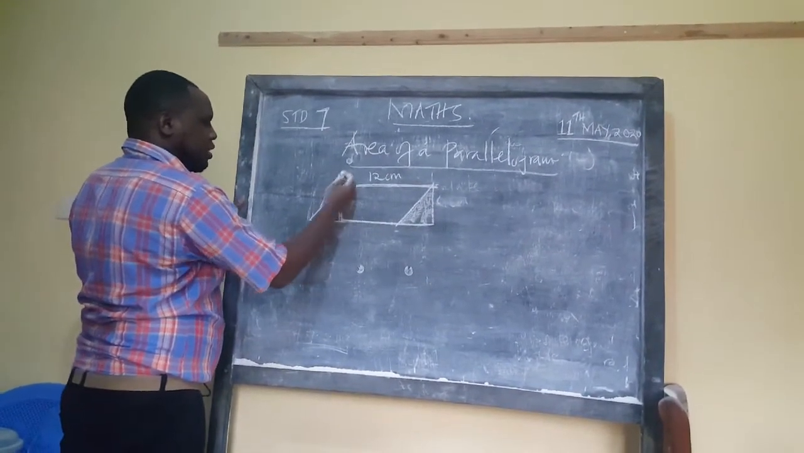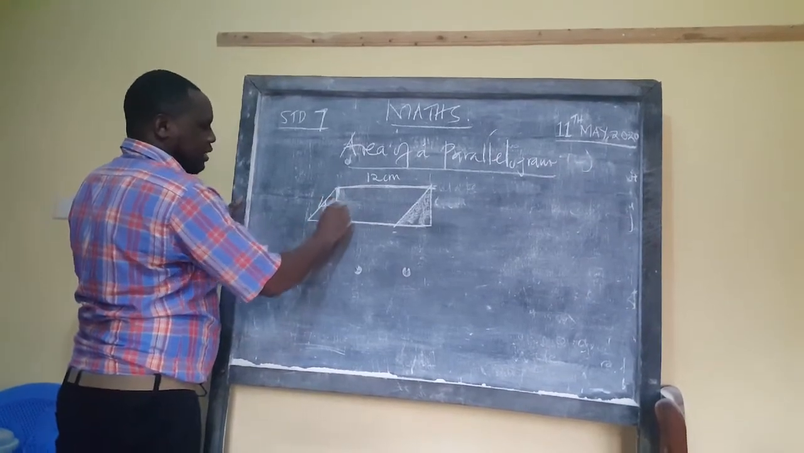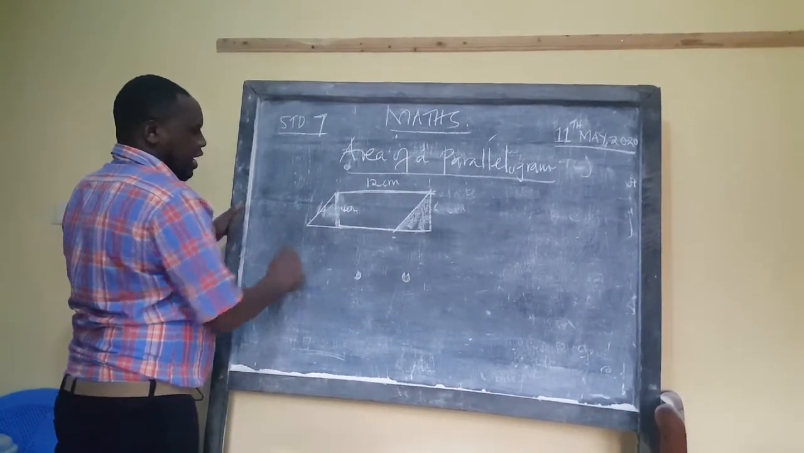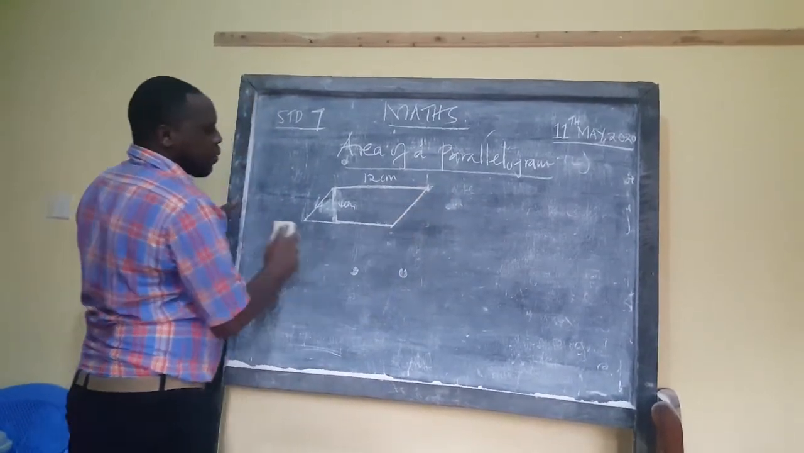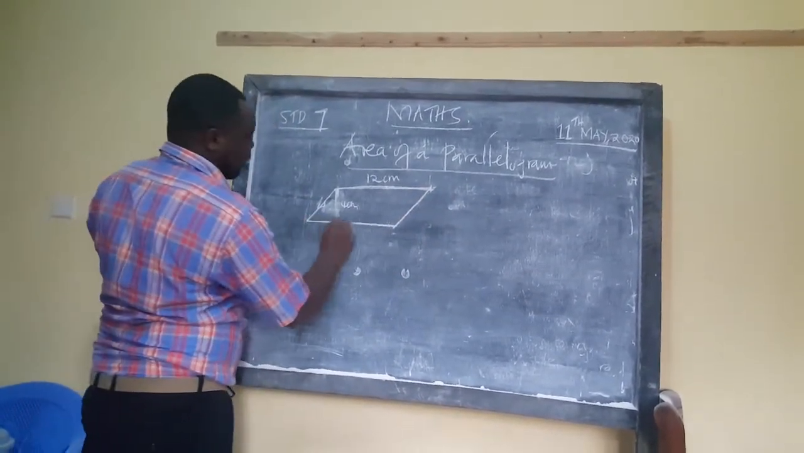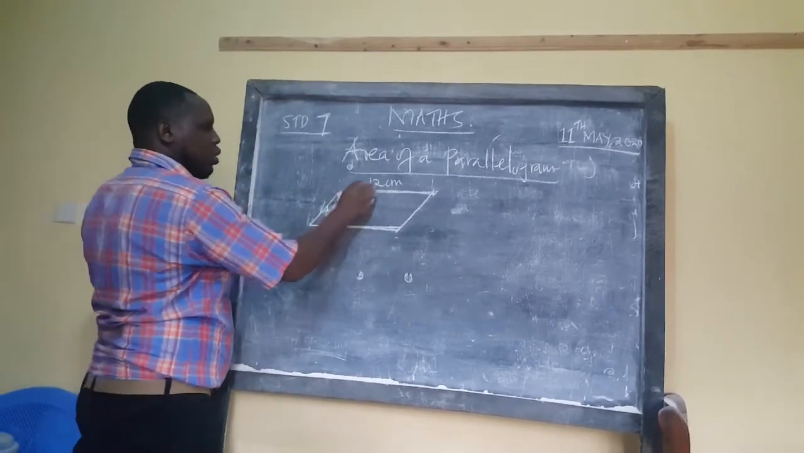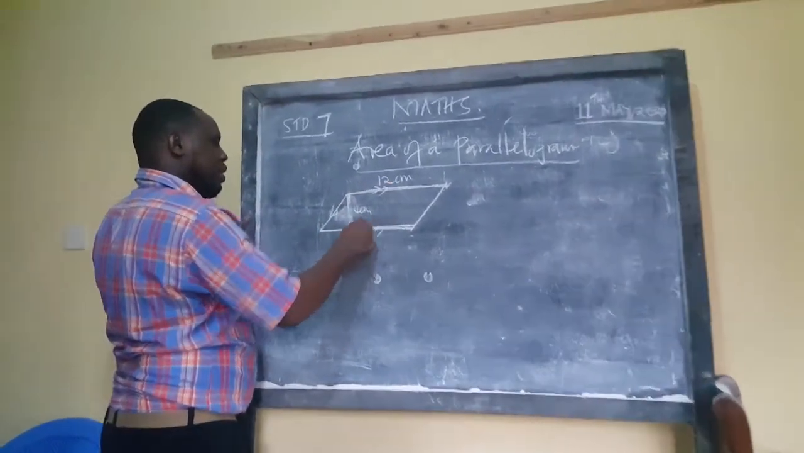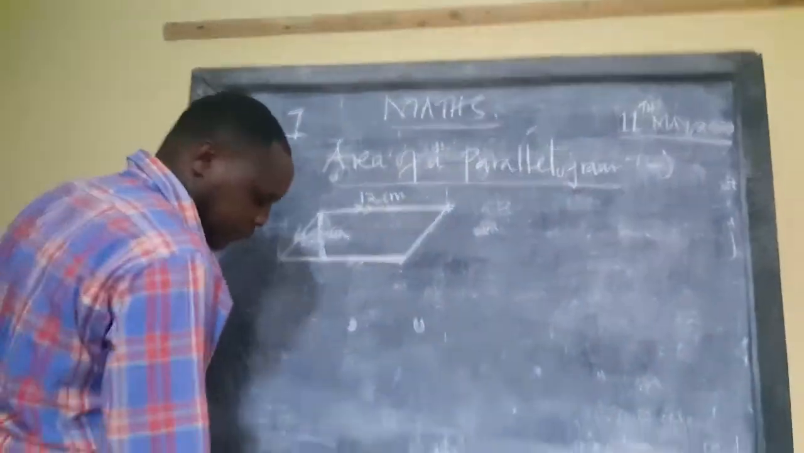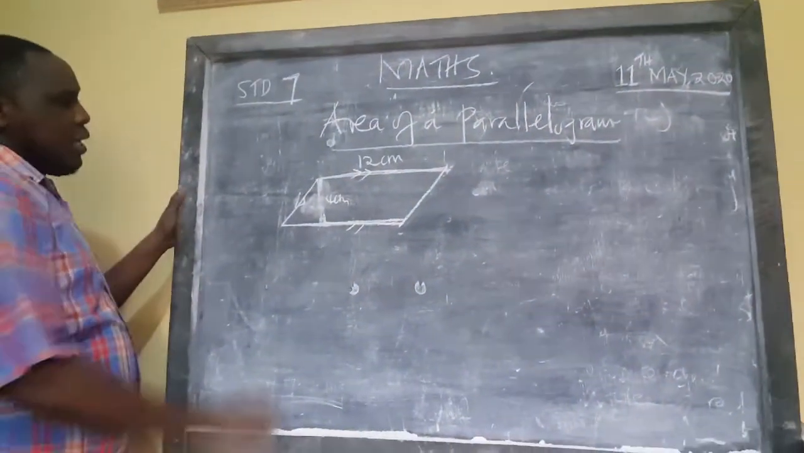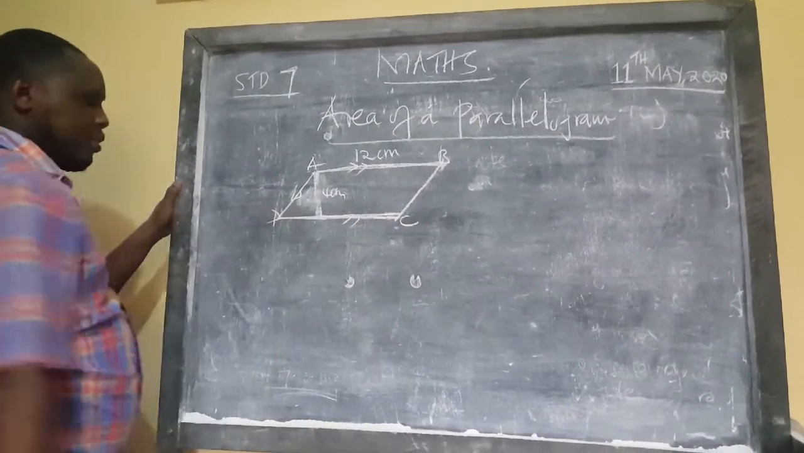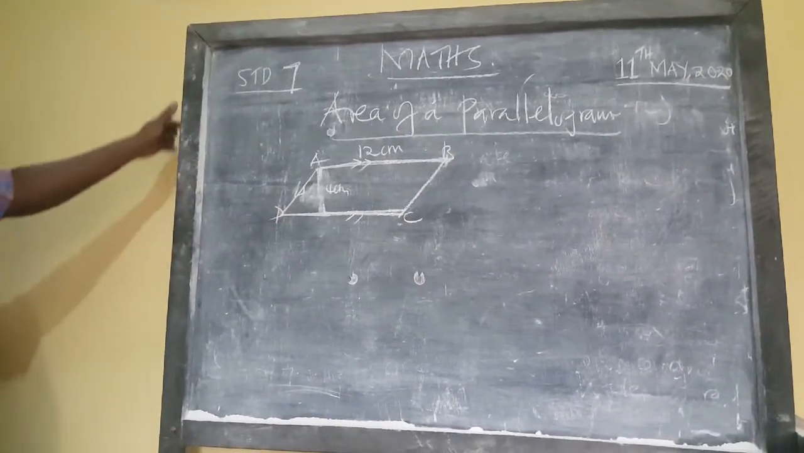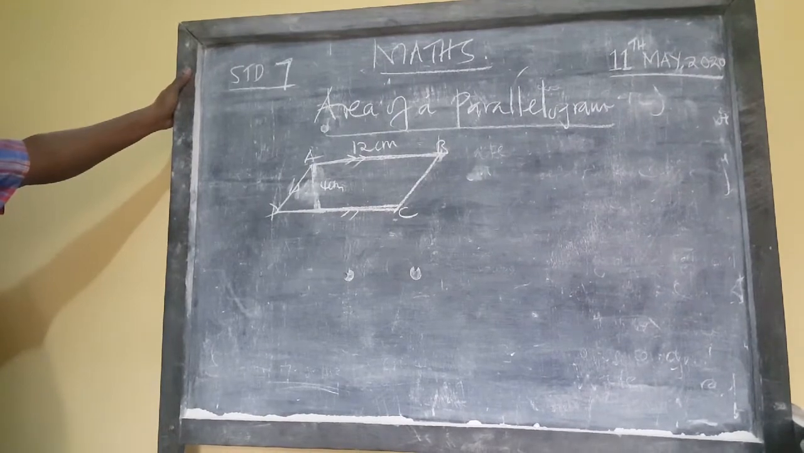We have this as a height of 4 centimeters, and this will shift from here to here. So it will look like that. And so this line and this are parallel, just like that. So we are going to see this A, B, C, and D. Parallelogram A, B, C, D. How do we get the area?